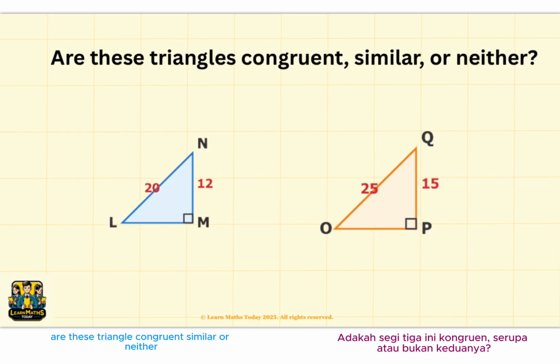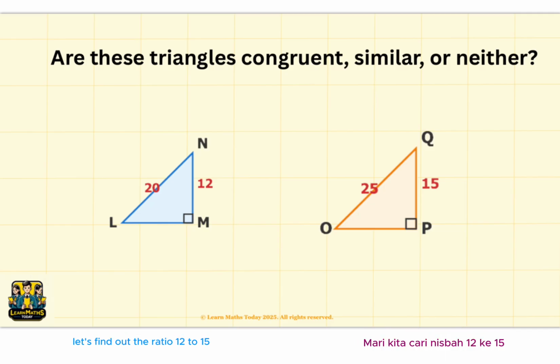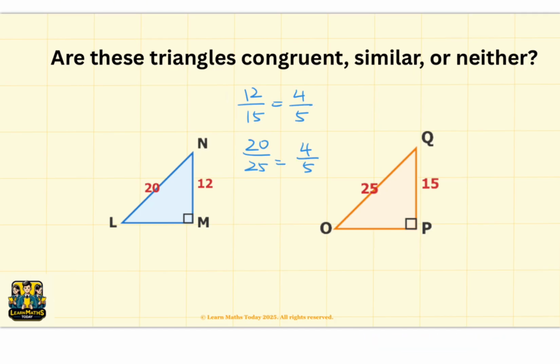Now let's look at this problem. Are these triangles congruent, similar, or neither? Triangle LNM has a side measuring 12 units, and I can see another measurement of 20 on one side. And then triangle OQP has sides measuring 15 and 25. Let's find out the ratio. 12 to 15 is equal to 4 over 5, and they're also equal to 20 over 25.